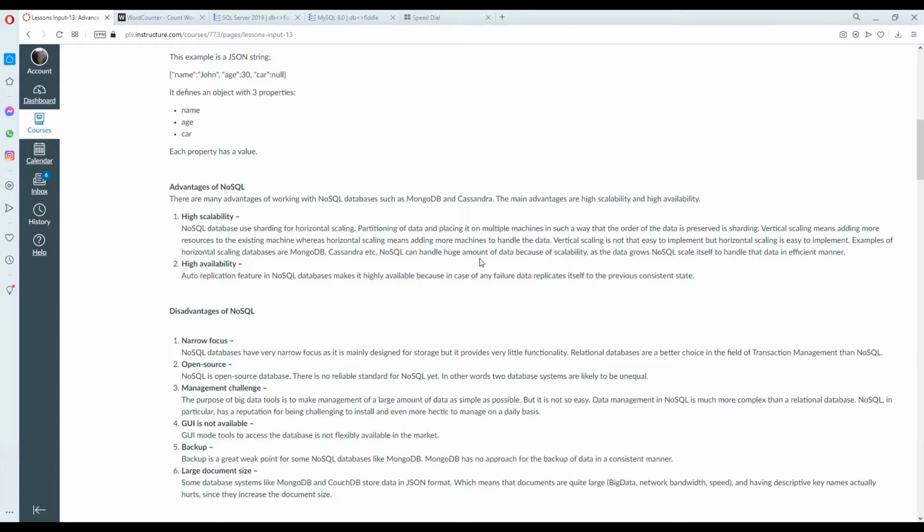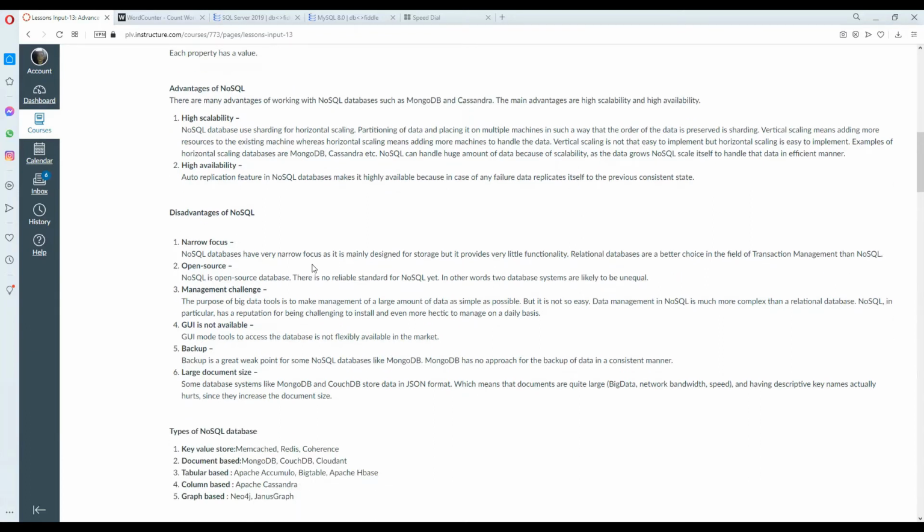NoSQL can handle a huge amount of data because of scalability. As the data grows, NoSQL scales itself to handle that data in an efficient manner. And then we also have high availability. The auto replication feature in NoSQL databases makes it highly available because in case of any failure, data replicates itself to the previous consistent state. Now, what are the disadvantages?